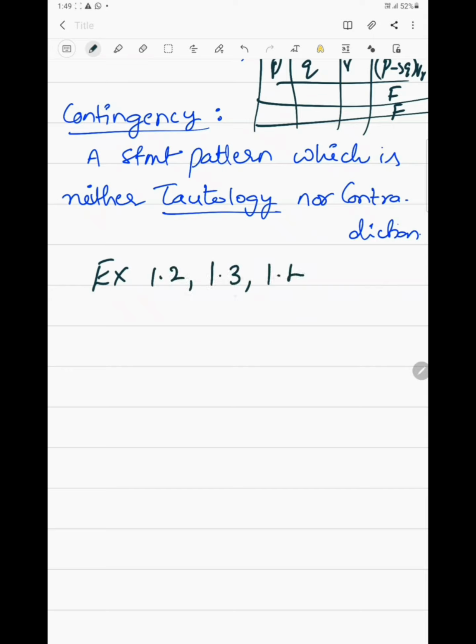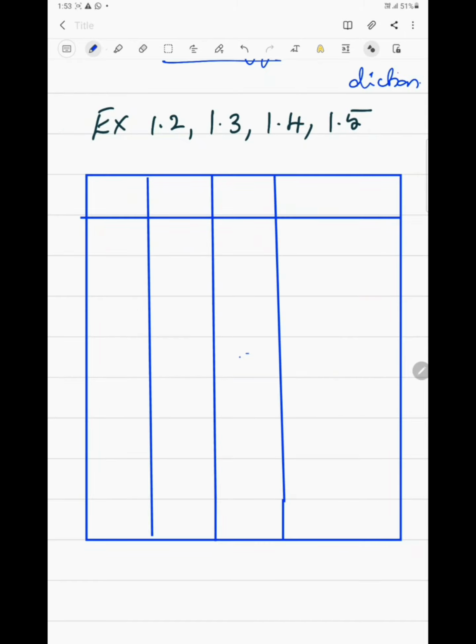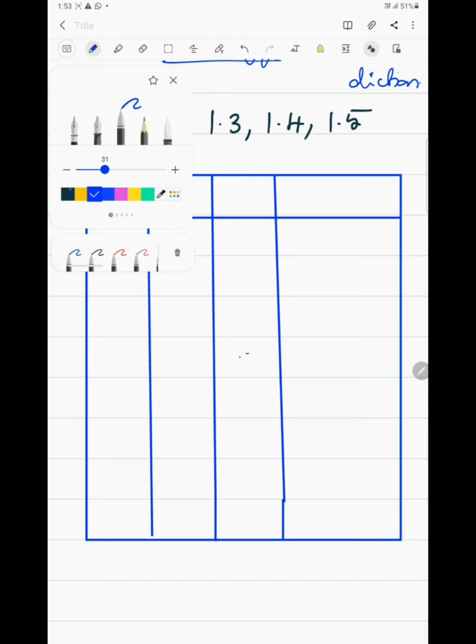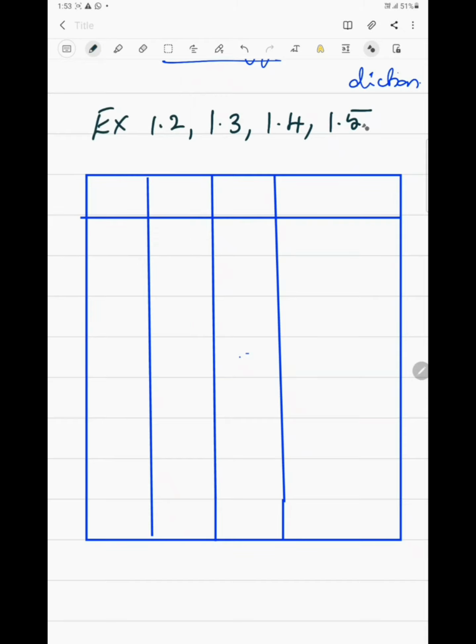So, now by this knowledge we can solve exercise 1.2, 1.3, 1.4 and 1.5. Okay, now we will solve one by one. 1.6 also we can solve.